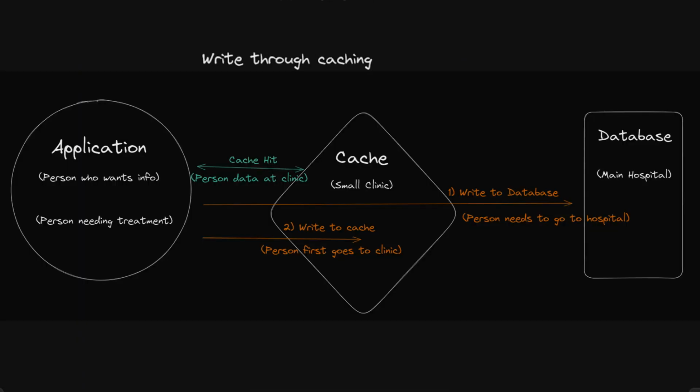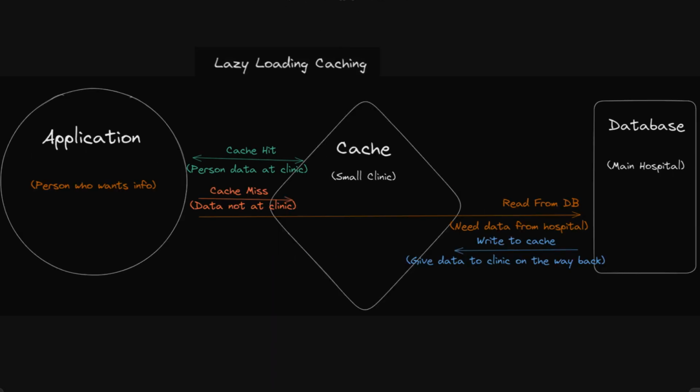Write-through caching can be compared to a patient going to the clinic first to get initial testing and treatment, then being transferred to the main hospital right after. If someone wants information about that patient, they can go to the small and efficient clinic to retrieve the data instead of the big slow hospital. In write-through caching, the data is written to the cache and the database simultaneously, ensuring that the cache and the database are always in sync.